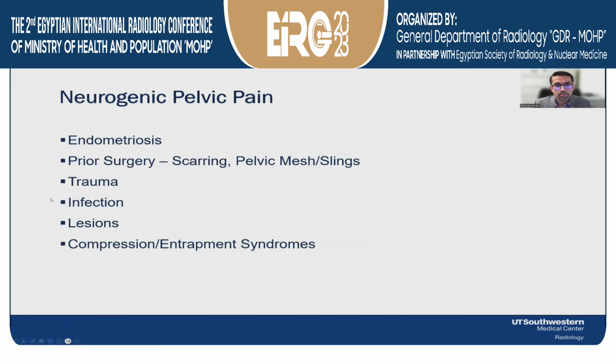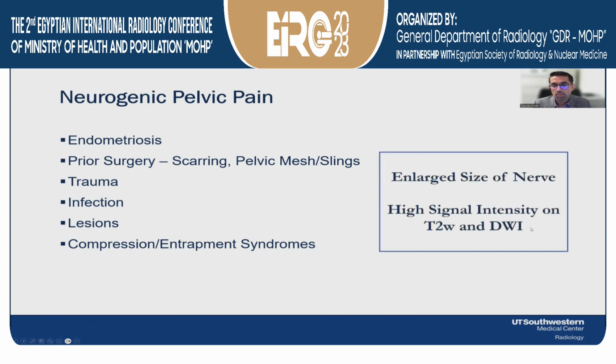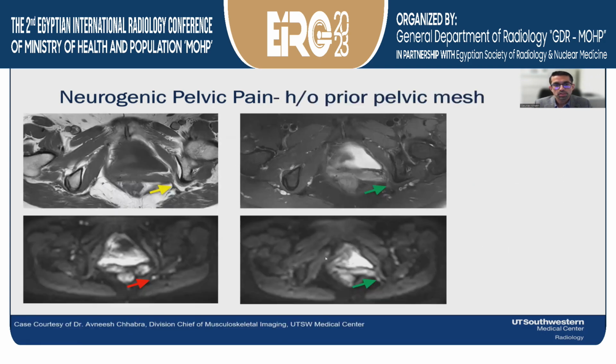Neurogenic pelvic pain can be caused by other etiologies such as prior surgery, trauma, infection, lesions, or compression or entrapment syndromes. What you're looking for is enlarged size of the nerve and high signal intensity on T2 and diffusion-weighted images.